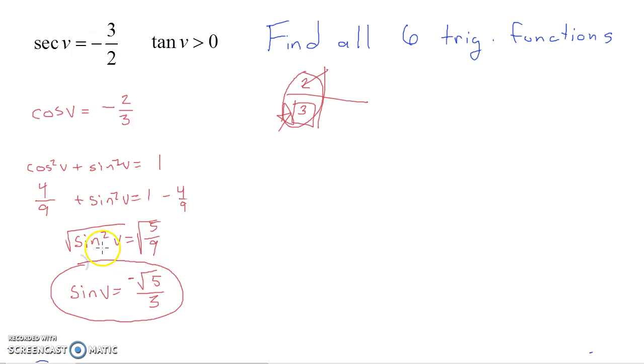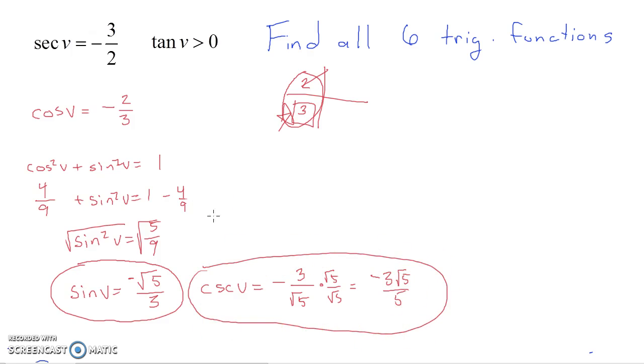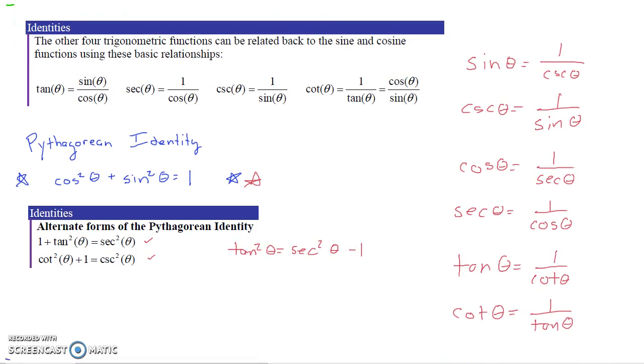All right, now that I found sine, I could pretty easily find cosecant, because I know that cosecant is nothing more than the reciprocal of sine, which would be -3 over the square root of 5. Not a bad answer, but I don't really like that square root down there, so I will multiply the top and the bottom by the square root of 5, and I get -3 square root of 5 over 5. So there's cosecant. I had secant, that was the one given to me. I found cosine pretty quickly. I've got 2 more to go. Now, how do you find tangent? Well, I actually have a couple different options.